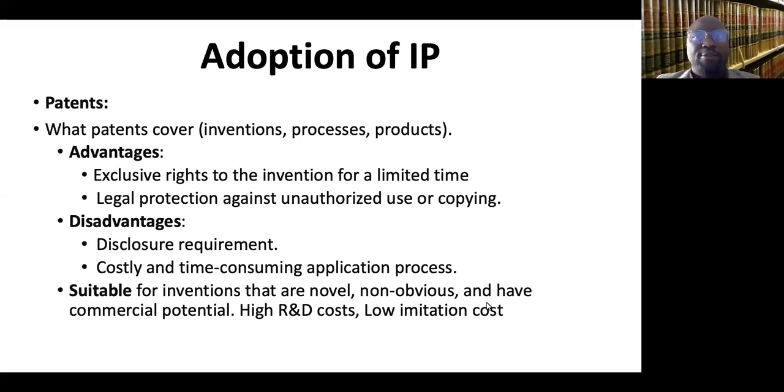That said, there are also some disadvantages, and the first one, which is very important, is a key drawback for patents, and that is the requirement for disclosure. In order to obtain a patent, inventors must disclose detailed information about their invention in the patent application, including how it works and its technical specifications. This information becomes public once the patent is granted, which may enable competitors to study and potentially work around the patented invention.